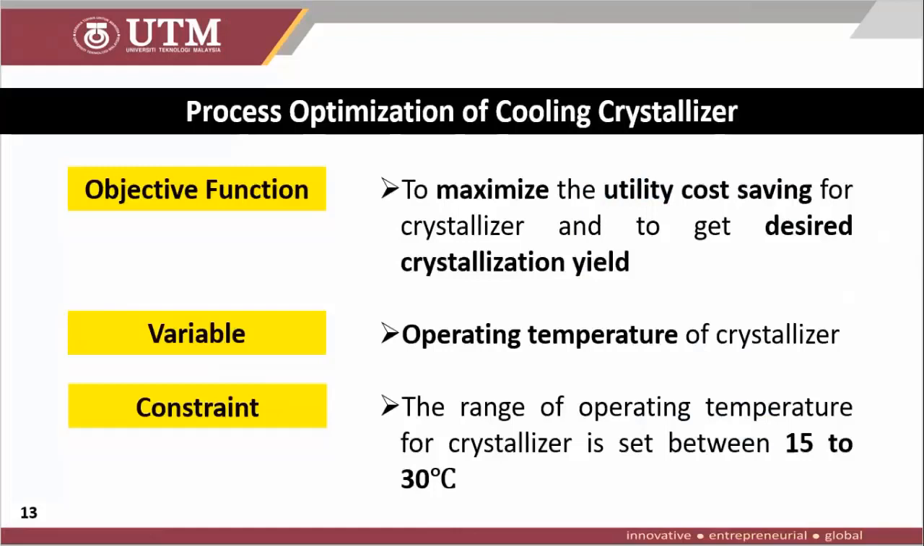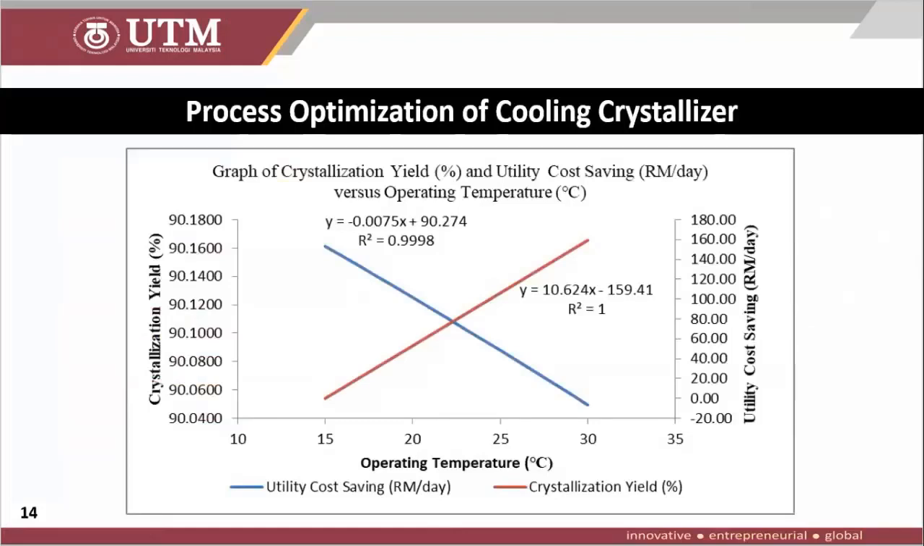Next, this graph visualizes the contradicting trends of utility cost saving as well as the crystallization yield. From the graph, we can obtain 2 different linear equations as you all can see here. Once the functions are obtained, optimization is performed through Lingo version 18 to get the optimal value for the operating temperature.